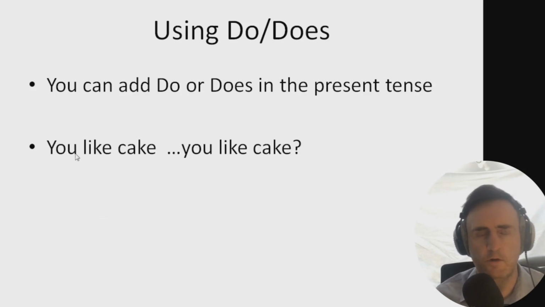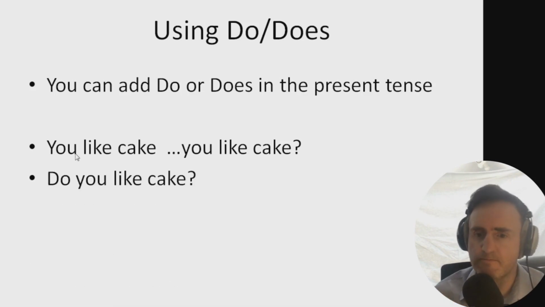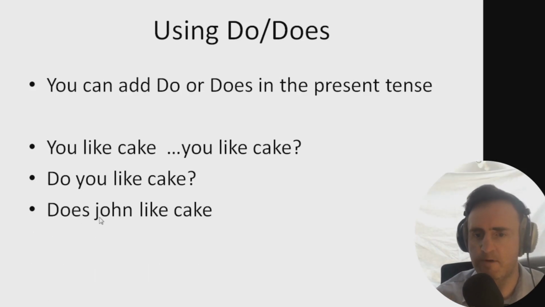So, you like cake. It's a statement. You like cake. Question. I can add do. Do you like cake? You could say you like cake, but it sounds a bit better to say do you like cake? And then obviously here we've got does, because of the way the subject works. We need to have does John. To say do John doesn't sound right. So does John like cake?